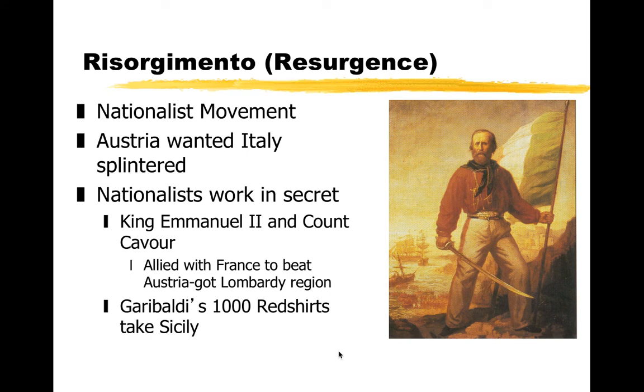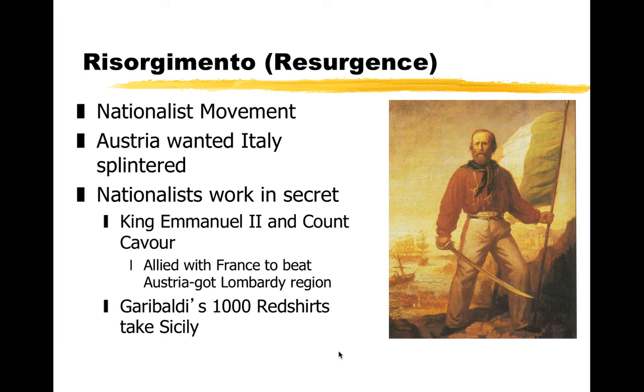In the southern portion, there's another man here who is working on his own nationalist movement, and his name is Garibaldi. That's him in the picture right there. Garibaldi and his army was known as the Thousand Red Shirts. They took the island of Sicily for Italy. And then they continued to kind of work their way around the boot of Italy, kind of unifying those territories as well. And so you had King Emmanuel and Count Cavour in the north working with France, and you had Garibaldi and his red shirts in the south working to unify the southern portion.